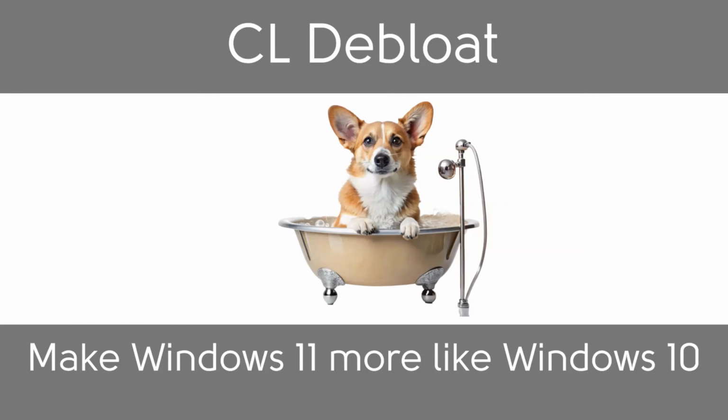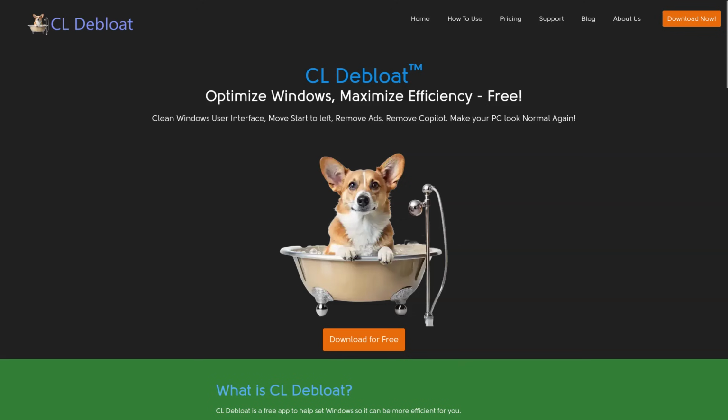In this video, we will go over how to use the new free CLD Bloat tool to make Windows 11 look more like Windows 10. The main changes will be aligning the taskbar to the left, using the old right-click menu and removing the rounded corners. To begin, go to cldbloat.com and download the program for free.